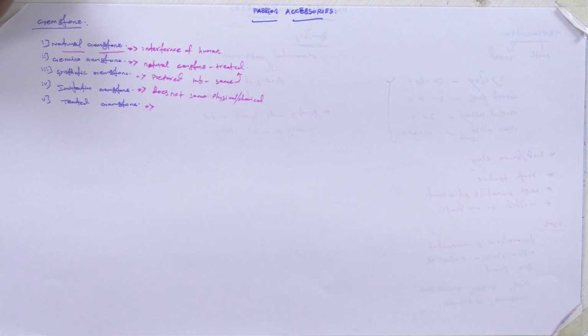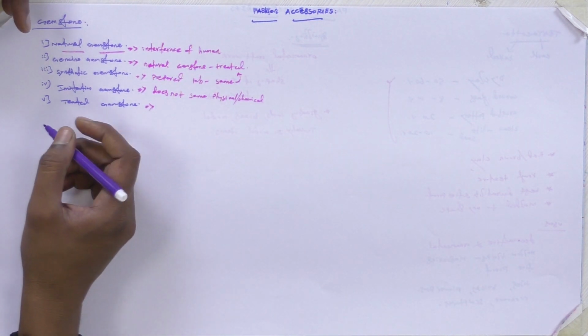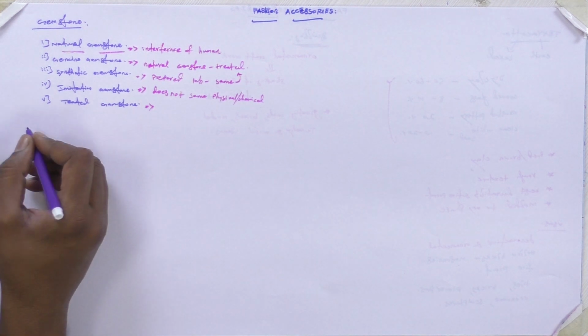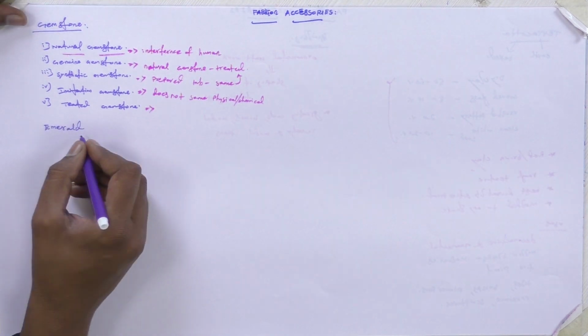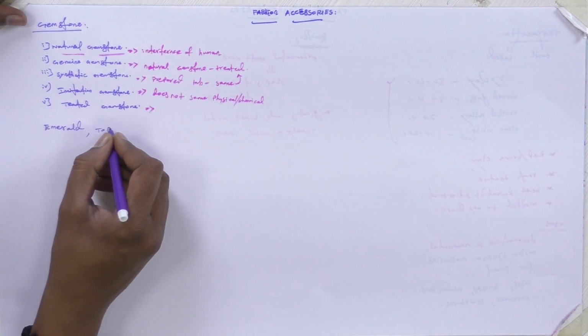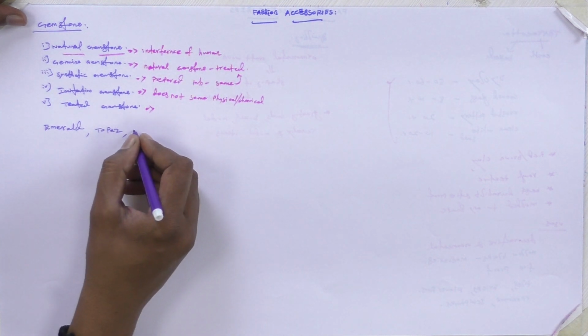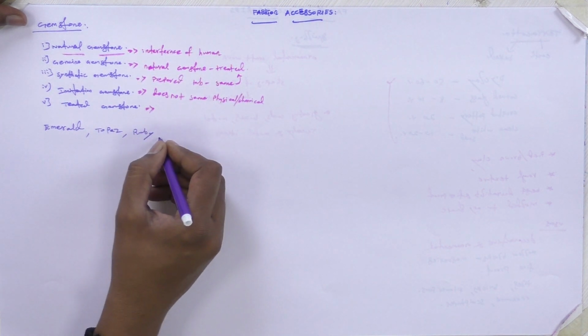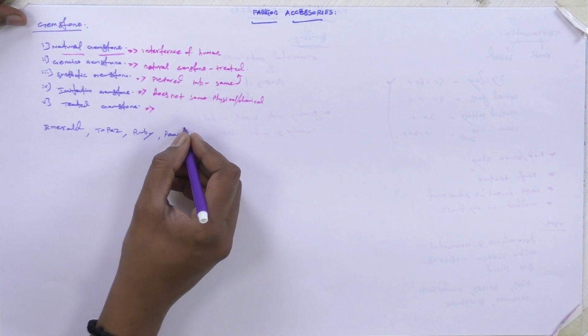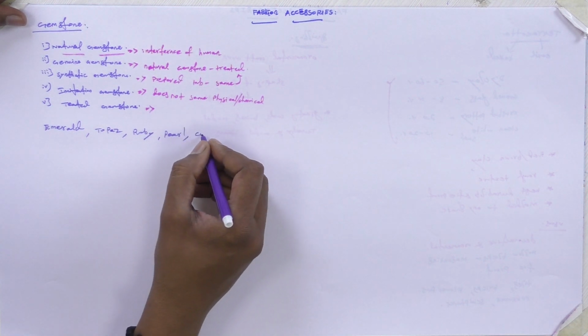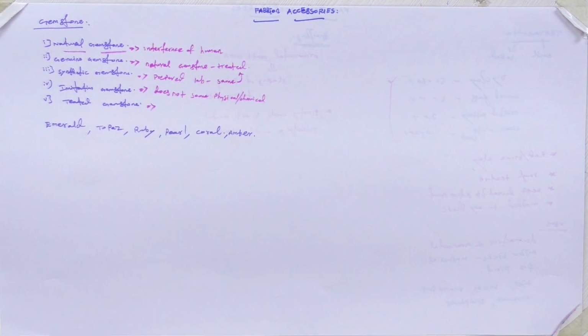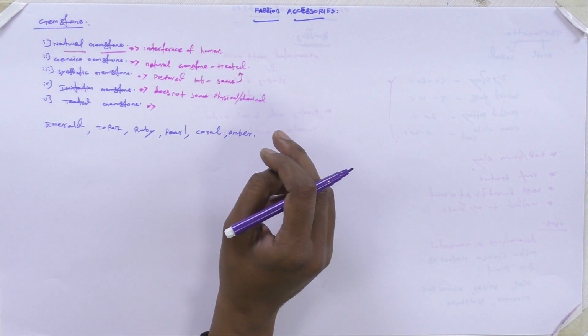What are the examples of gemstones? The first example is emerald. Next, topaz, ruby, pearl, coral, amber. In the next 10 minutes we are going to discuss what is meant by emerald.